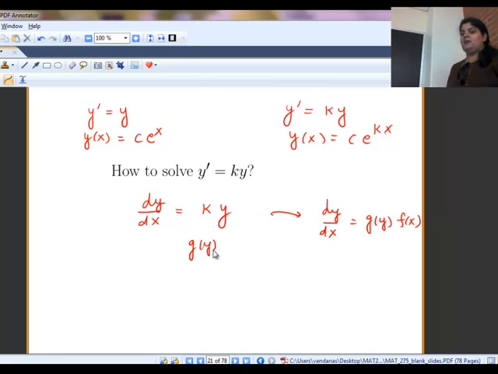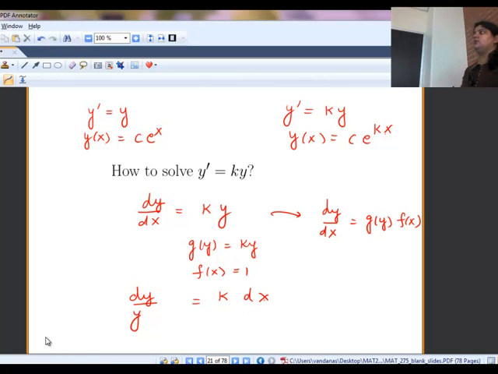So here g(y) is ky and your f(x) is 1, or you can take f(x) to be a constant function k, whichever way you want to take it. Okay, so now this differential equation we want to solve. What I will do is isolate y, or put y all together and x all together. By this kind of writing, I am assuming g(y) to be only y and this to be k. I am not assuming g(y) to be ky, right?